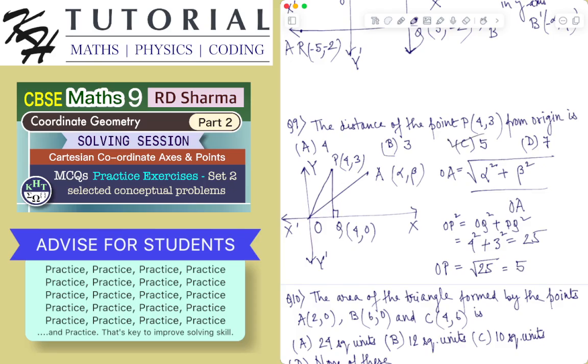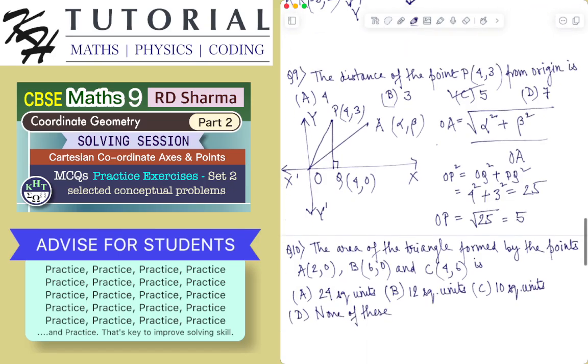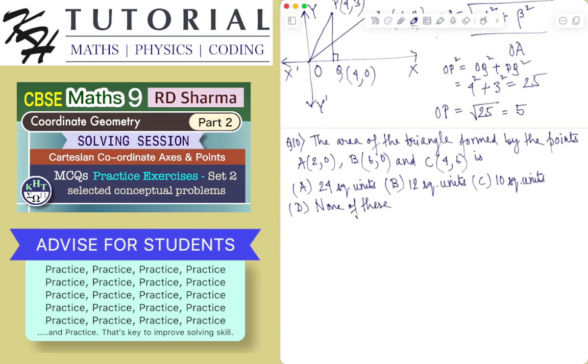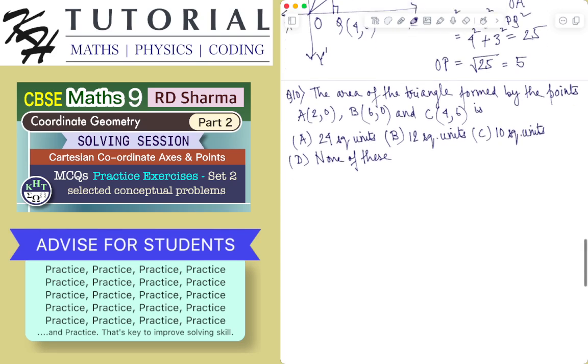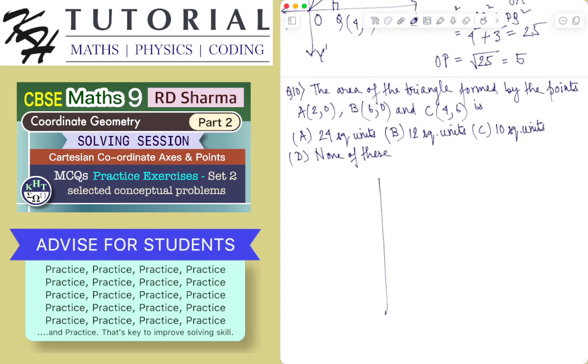You must remember this formula, that for any point A having coordinates alpha comma beta, its distance from the origin O is the square root of alpha square plus beta square. Let's see the last problem. The area of the triangle formed by the points A, B, C is, okay. You must be very familiar in plotting points on the Cartesian plane. You should not make any mistake.